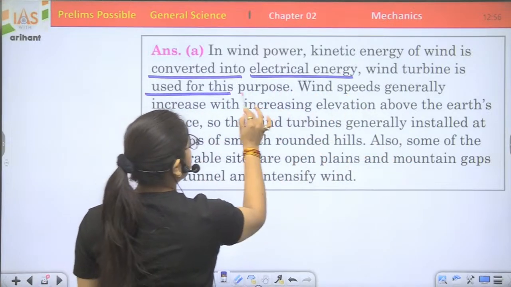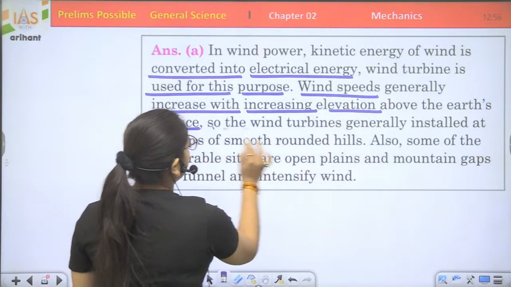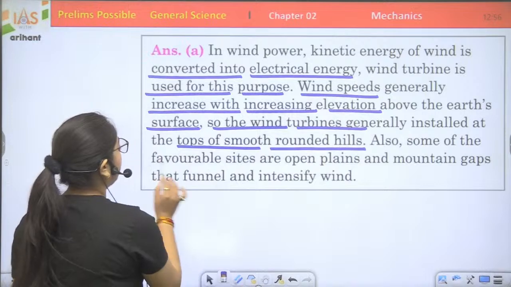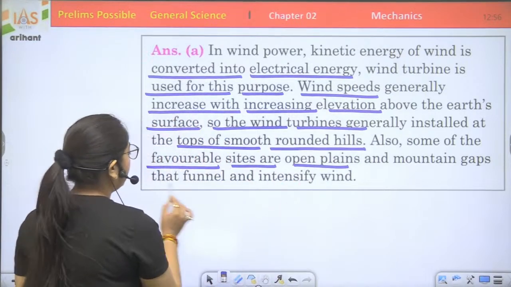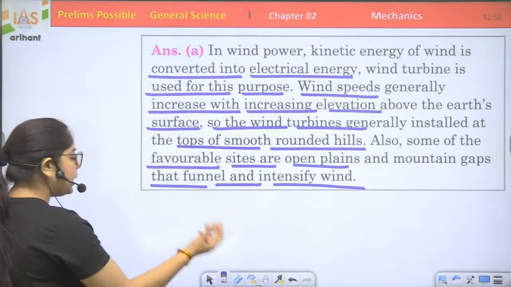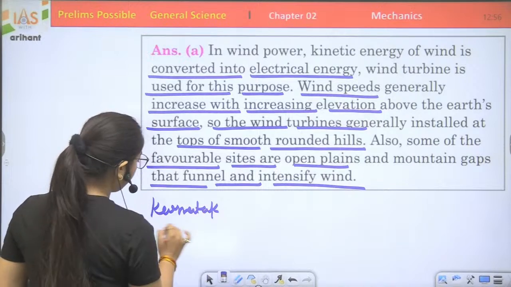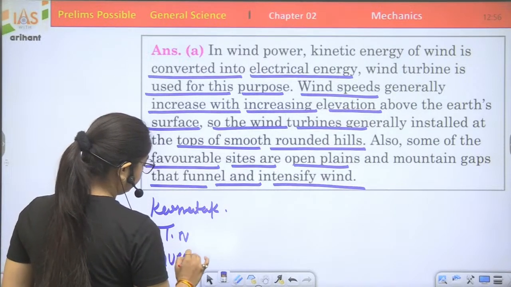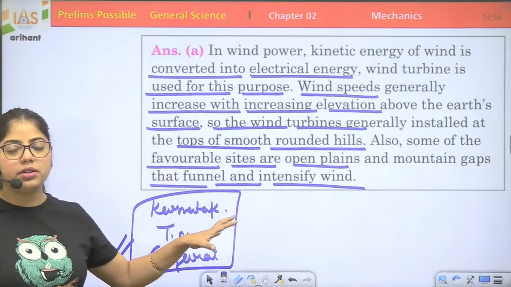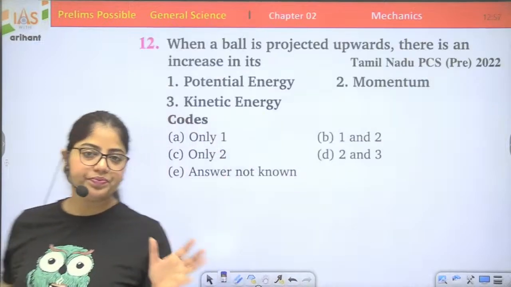A wind turbine is used for this purpose. Wind speeds generally increase with increasing elevation above the earth's surface, so wind turbines are generally installed at the tops of smooth, rounded hills. Also, some of the favorable sites are open plains and mountain gaps that funnel and intensify wind. You see so many windmills in the southern part and also in the northern part, like Karnataka, Tamil Nadu, Gujarat. They have a very large area. They possess wind energy, wind power, windmills.